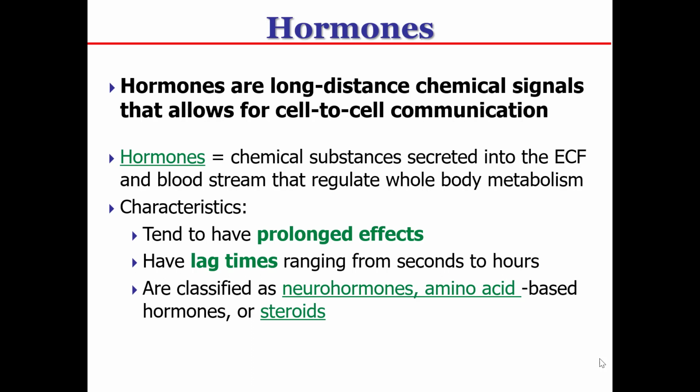The characteristics of these long-distance chemical communicating ligands is that they tend to have prolonged effects once they arrive at the target tissues, and there's a lag time, which can range from minutes to hours, and in some cases weeks, before they get into therapeutic levels in the bloodstream. Our classifications for hormones are going to be neuro, which we'll start with since we just finished the neuro Unit 2, amino acid-based hormones, or steroidal hormones.